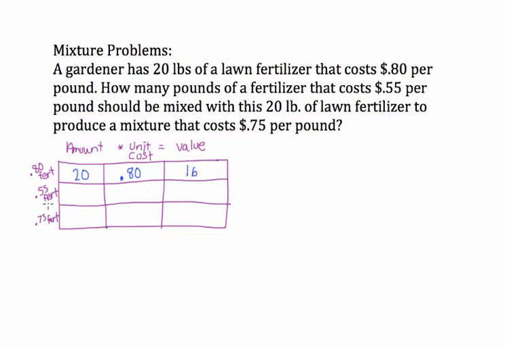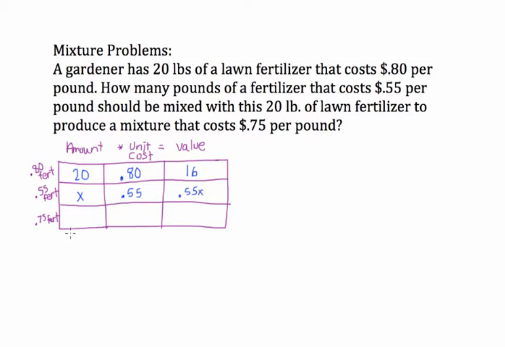Okay, now the 55-cent fertilizer. Well, I don't know how much I want of that. That's my unknown. That's X. How much did that cost? 55 cents. So what's its value? X times 0.55, or 0.55X.